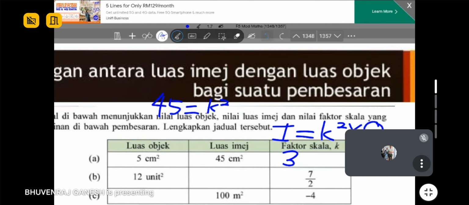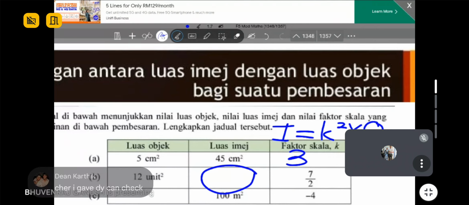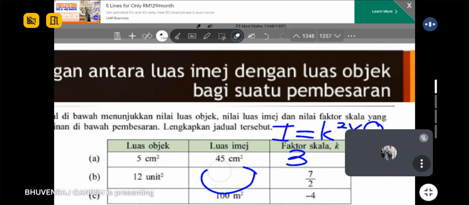Alright, next part. Can you all tell me what is the area of your image for this one? This one is easy. You can directly count. Press the calculator. Oh yeah, correct. So for B, you will get 147. And then for C, you will get, let me see, 100 over 16, which is 6.25. Does everyone get this answer?